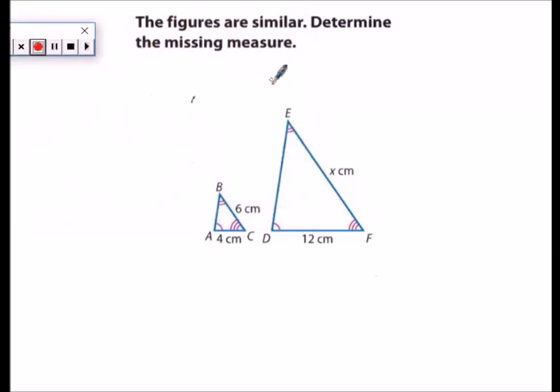Hello class. So today we're going to find missing sides when the two figures are similar. This morning we talked about finding corresponding sides, and I told you that I find it easier to look at the two smallest, the two shortest sides, in this case 4 and 12, and use that to set up my proportion.